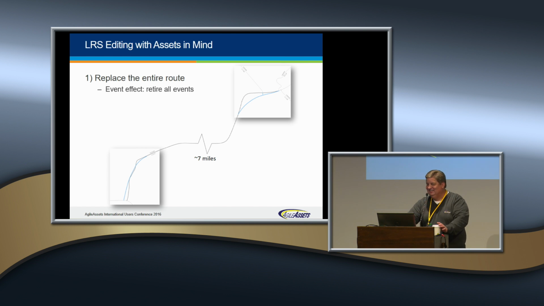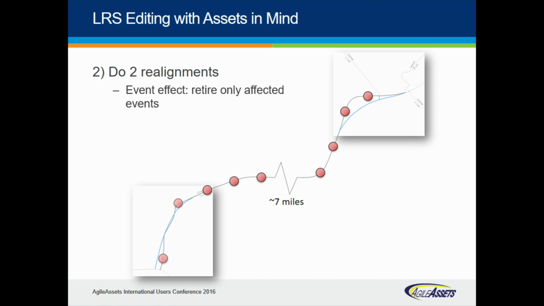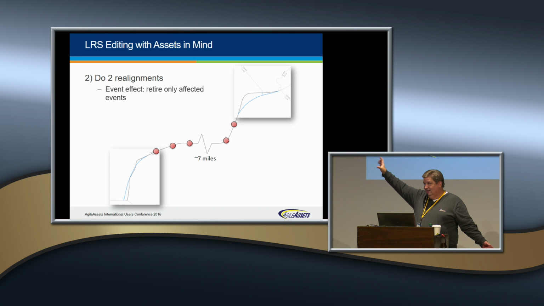Just wanted to check. Now, the preferred way to do this is to do 2 realignments, one at the north end, one at the south end. And you did tear up the pavement there and put in new pavement. So it did retire the events up here and down here, but everything in between stayed just the way it was, which is what you wanted.